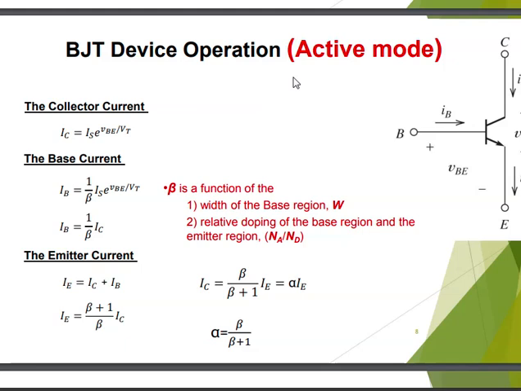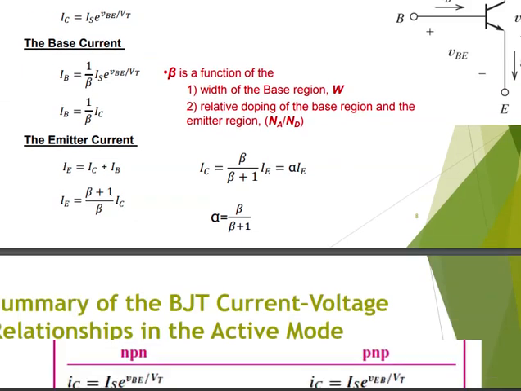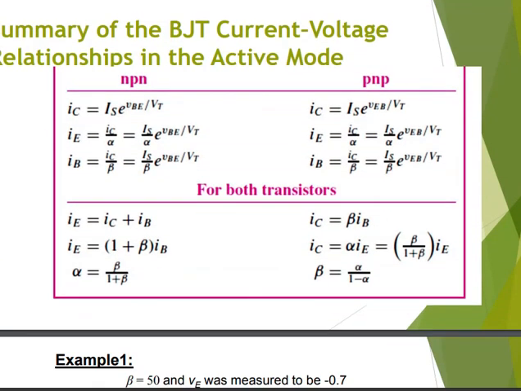Don't forget a couple of things. Don't forget that in the active mode, IC is beta IB, or IB is 1 over beta IC. So beta is one of the characteristics of the BJT that's going to be given to you. Then if you again follow this lecture note, the properties of the BJT in active mode are summarized in a table here. So the most important part was IC is beta IB, and we should note that IE, the current in the emitter, equals IC plus IB.